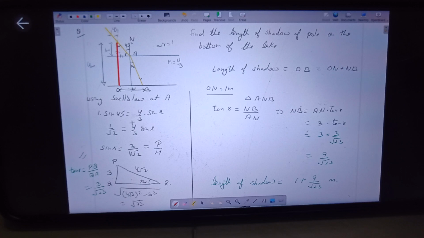Ma'am, in the last step for tan R, again we're going to the diagram only. The diagram PQR, yes, we can. Because from triangle ANB, we get the value of tan R, which can be given as the ratio of sides NB and AN. So we put the value. We need to find out the value of NB. We have the value of AN, but we need to know the value of tan R also. To find the value of tan R, we'll refer to the triangle PQR.